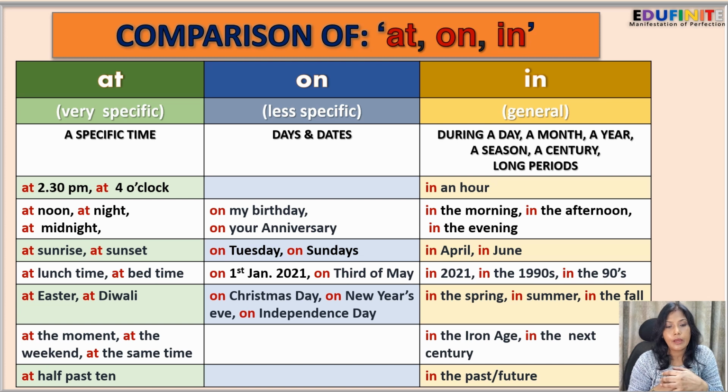Next, time we denote with at: at 10:30. Very specific. At 10:30 or at 12:15, whatever. So that is very specific. With on, we don't have any such thing.